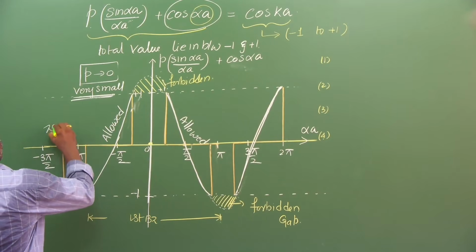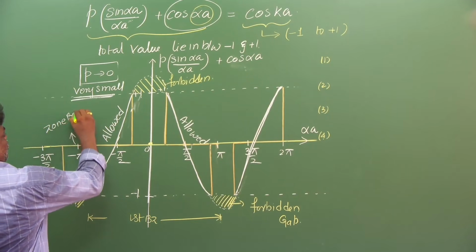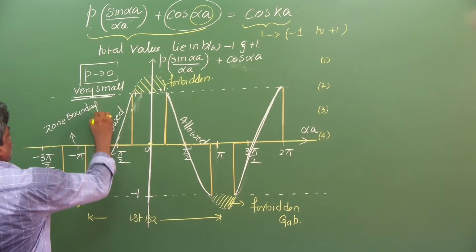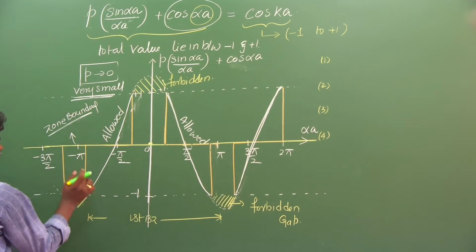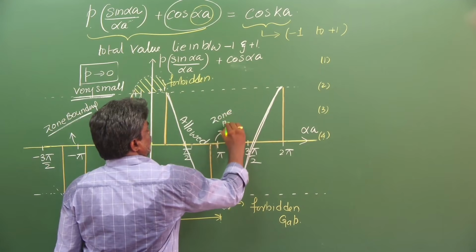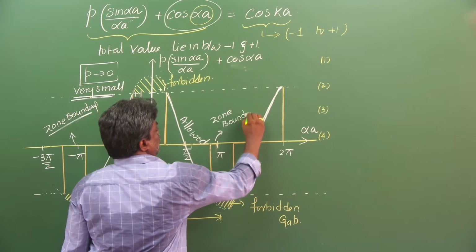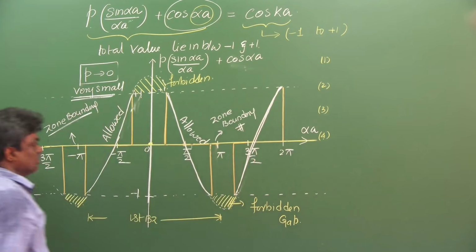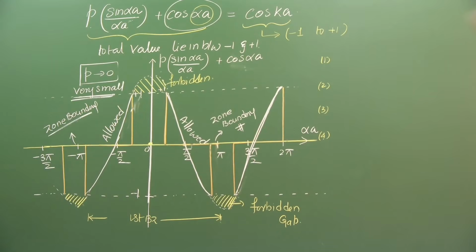This is called the zone boundary. So at the zone boundary we are getting a forbidden gap. Slowly draw. We won't get any question on this, but we should at least know how we are getting that, what the mathematics is there.